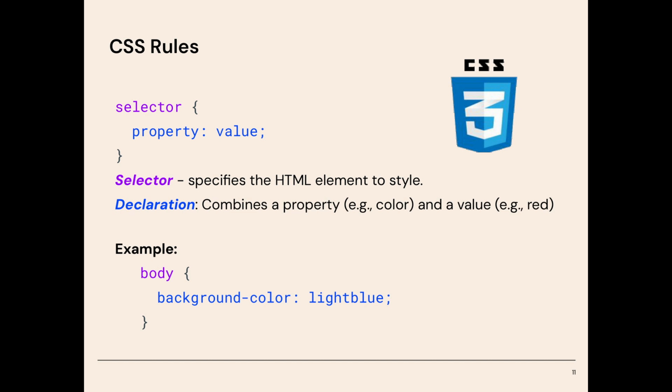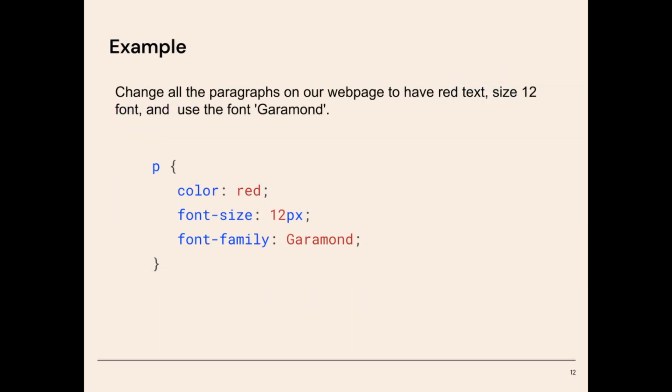So for example, if we want to change the background color of the web page, we could add this simple CSS rule. First, we target the body, which means we want the entire page, and then we give it the background color light blue. Or if we want all the paragraphs on our webpage to have red text, size 12 font, and use the font Garamond, we can write this.